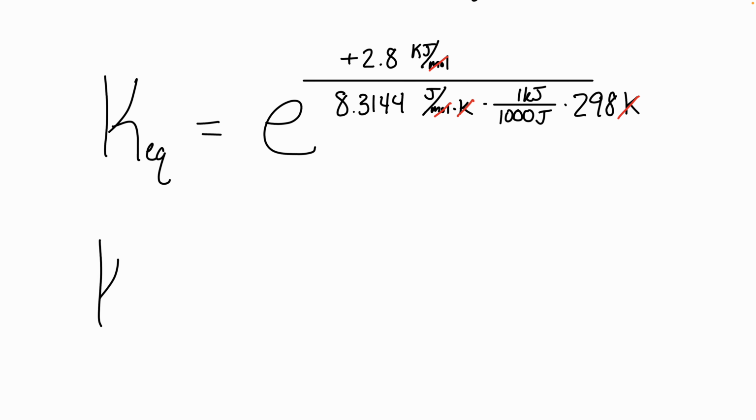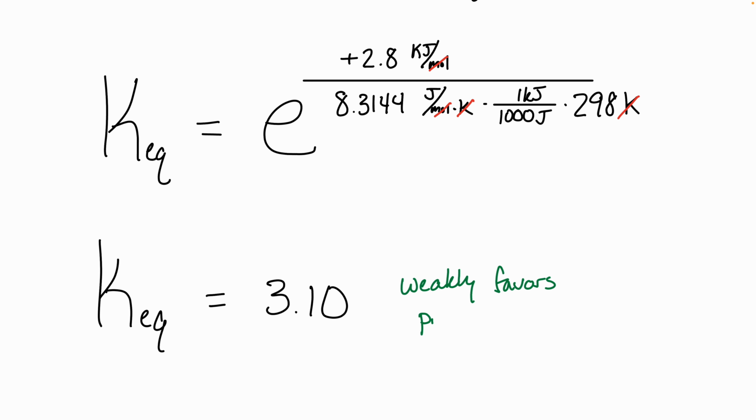All right, punch that into our calculator. We get 3 point something. We'll just round this to 3 sig figs here. All right, and so we can conclude from our equilibrium constant that negative delta G value gave us a KEQ greater than 1. In this case, we can say it weakly favors the products.